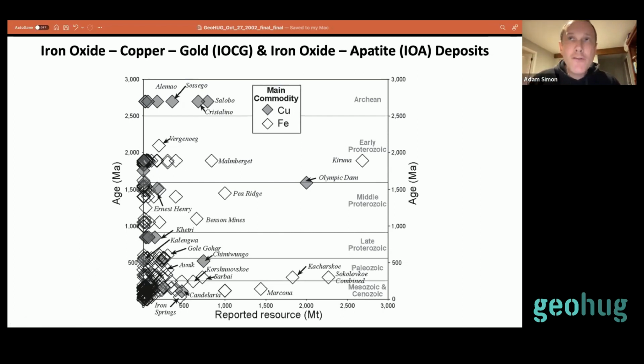So whatever processes result in the formation of IOCG and IOA deposits, they were operating at least several billion years ago before the great oxidation event that led to the increase of oxygen in the atmosphere and increase of oxygen in the oceans.